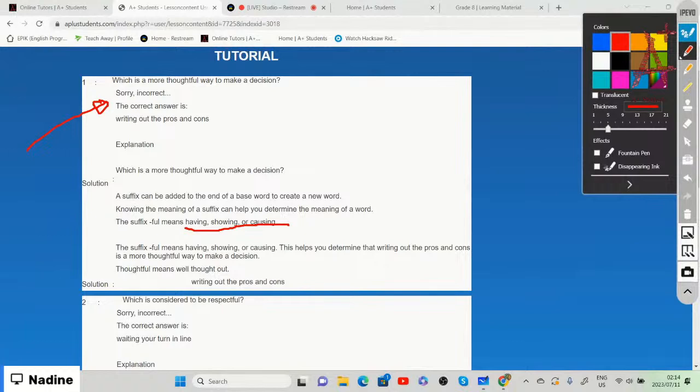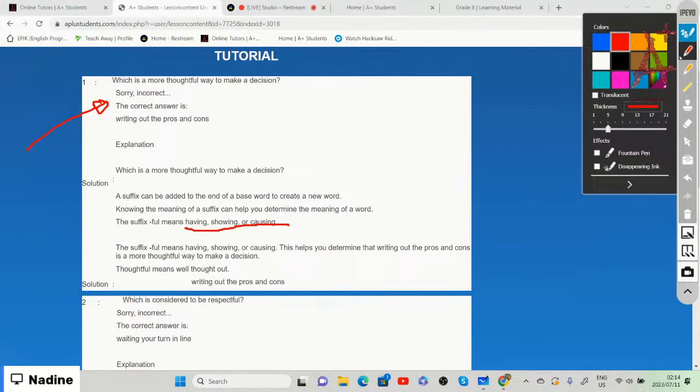So, thoughtful, right? And there we have the word thoughtful. Thought can stand on its own, but now we're adding full. So it is thoughtful, right?